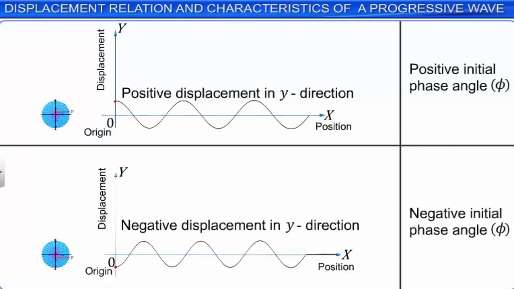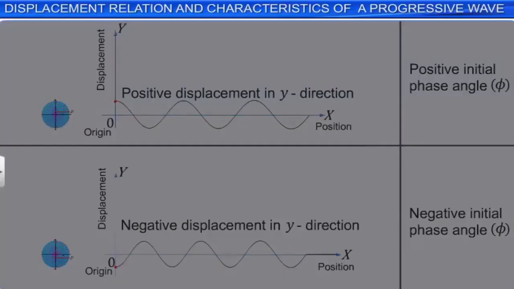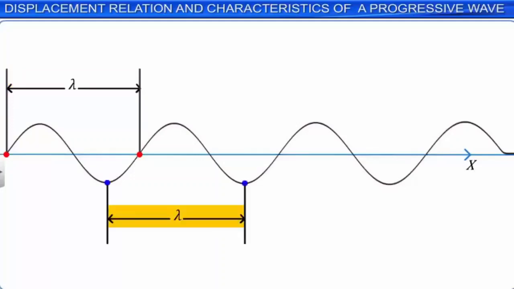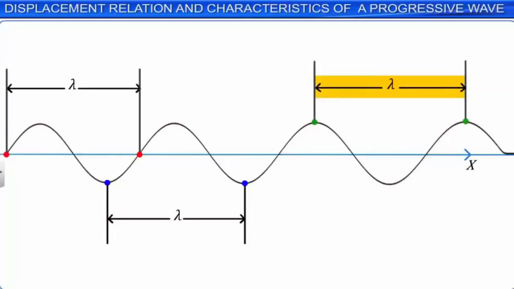Wavelength lambda of a wave is the distance in the x direction between any two consecutive repetitions of the shape of the wave. It is the distance between two consecutive troughs or crests, or two consecutive points in the same phase of wave motion.